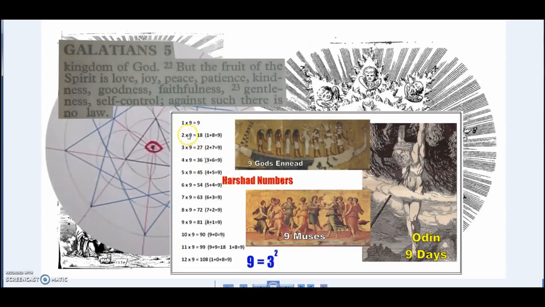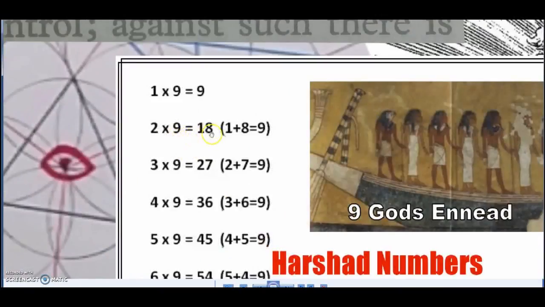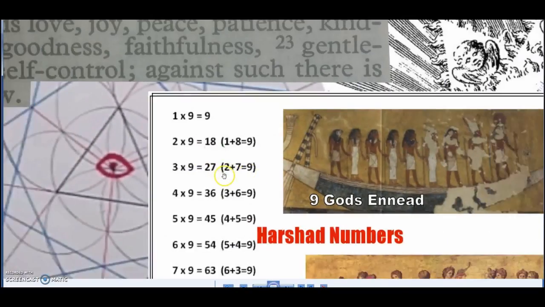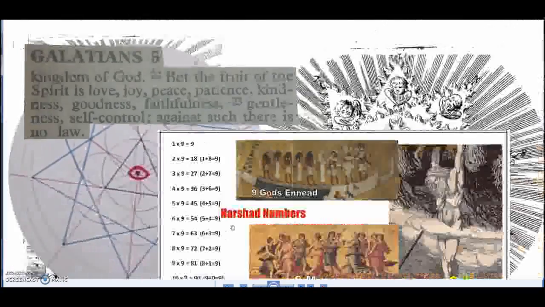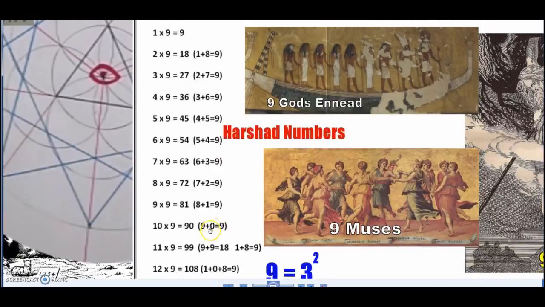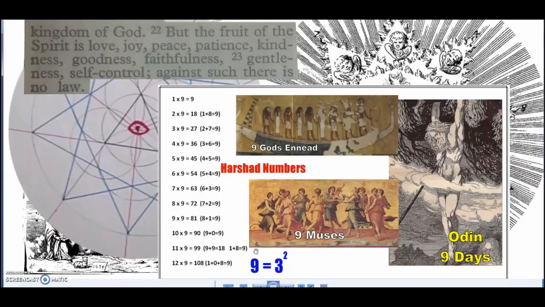So 1 times 9 is 9. Okay, 2 times 9 is 18, and then if you add 1 plus 8, you get 9. Now 3 times 9 is 27. 2 plus 7 equals 9, etc., etc. Any multiple of 9 will break down into 9. Now, even if you include, so let's say 11 times 9 is 99. 9 plus 9 is 18. 1 plus 8 is 9. So if you keep breaking them down, you're always going to come to the number 9. And that's why it's like a really cool number in that aspect.